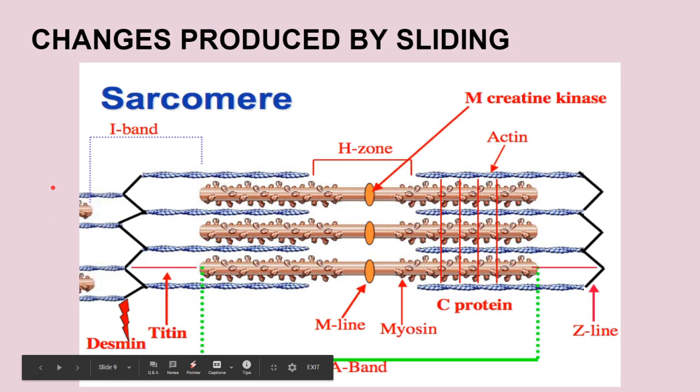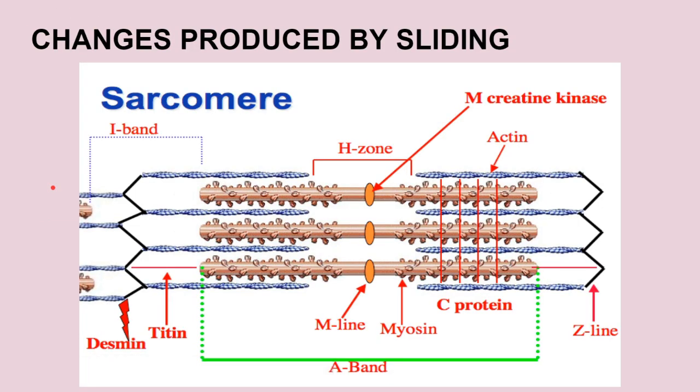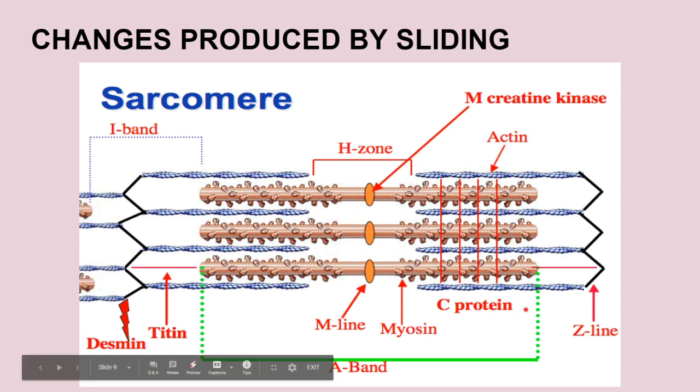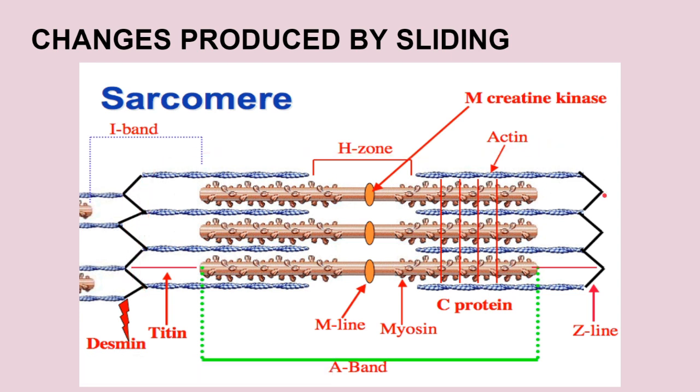Now, the very important changes produced by the sliding theory. The width of the A band remains constant, remember, but the H zone disappears. The I band decreases in width. The Z line comes closer, which causes the shortening of the sarcomere, of course. The actin filaments from the opposite ends of the sarcomere approach each other, and when the muscle shortening is marked, these filaments overlap.